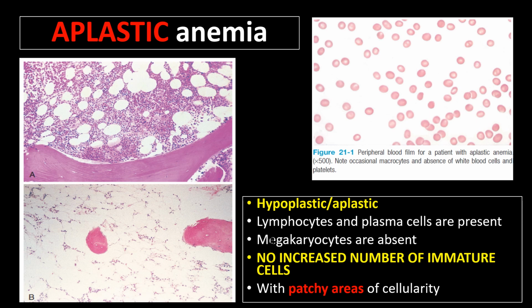So here are the characteristics that you must remember in aplastic anemia. So we have hypoplastic or aplastic bone marrow. We have occasional presence of lymphocytes and plasma cells. Megakaryocytes, which are precursors for platelets, are absent in the bone marrow. There would be no increased number of immature cells or the band cells. And in the bone marrow biopsy or bone marrow aspirate, there would be patchy areas of cellularity as shown in image B.